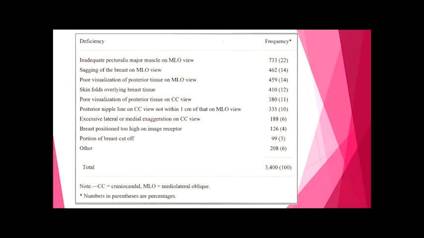Now, the technologist should know how to troubleshoot their images, but hopefully if there are problems and you're dealing with positioning deficiencies, technologists are going to be required to do some hands-on training. And that hands-on training is going to address each one of these deficiencies. So if they did not know how to correct a sagging breast on an MLO view, then the hands-on positioning training is going to provide them the tools they need to overcome that particular deficiency.